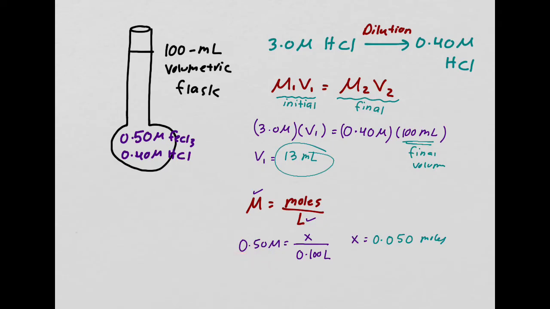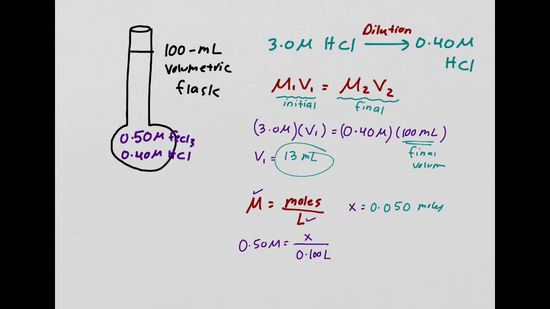Okay. Now here's a little problem. How would you measure 0.050 moles of iron 3 chloride? We can't really measure moles in the lab. What could we measure in the lab? Mass. Exactly. We could measure mass, not so much moles. Okay. So how are we going to do this? Let me move this up a little bit.